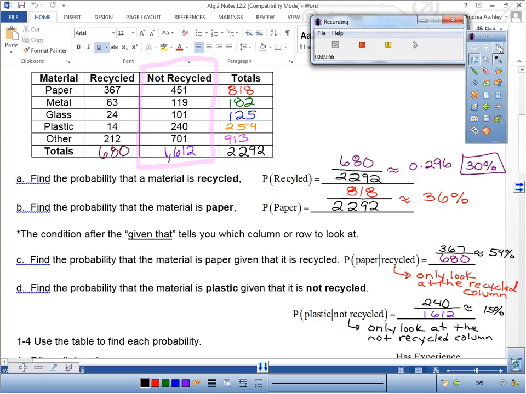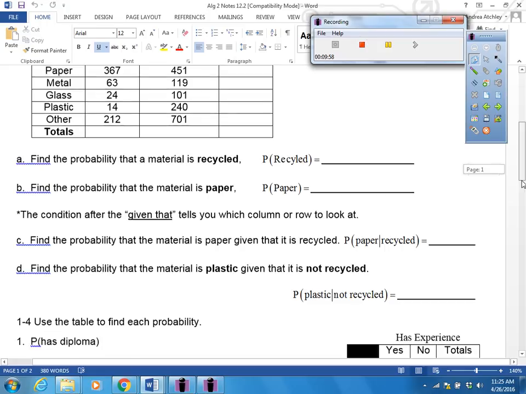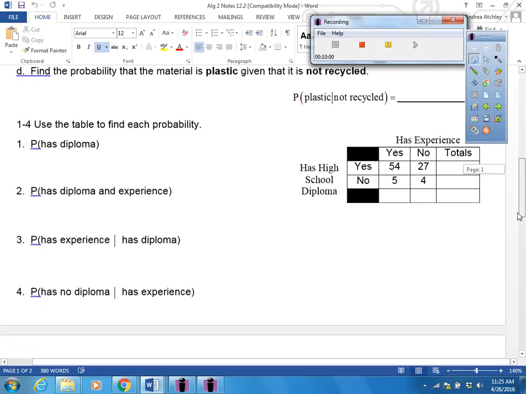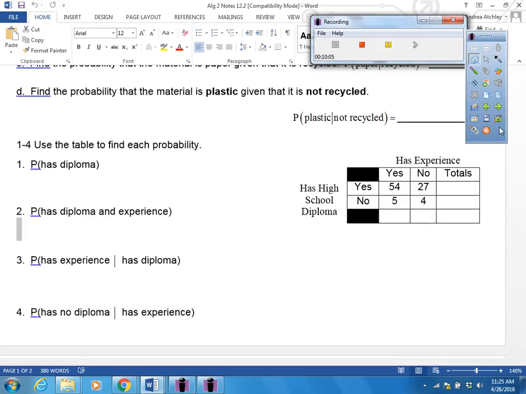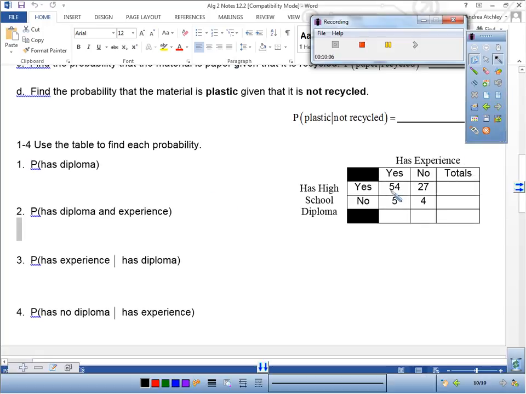Okay, let's do another one. This one's a little bit hard to look at because it has yes and no columns. Okay, we're still going to add everything up. Go this way, that is 81, this is 9, this is 59, this is 31, and this is 90.